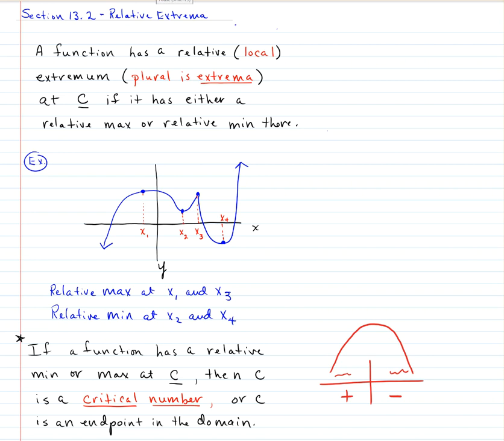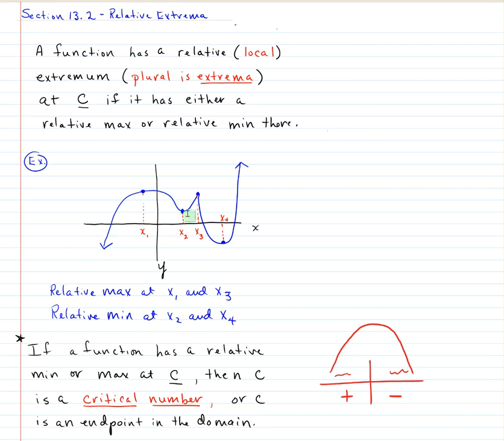This is section 13.2. We're going to talk about relative extrema. Now, a function has a relative extremum, and relative means local, not the absolute extreme, but a local one, at c, if it has either a relative max or a relative min there. So, let's look at this picture.